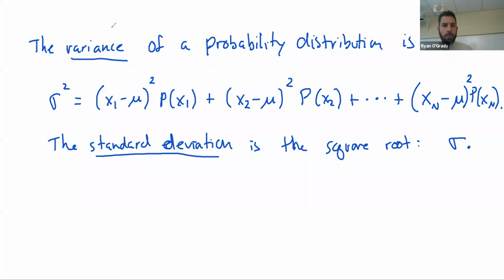Does anybody have a comment or question? So one of the things we'll ask you to do for homework is find the variance for the problem we just did, where x is the random variable, the number of heads. It's not a difficult problem to do. It's just a little tedious.